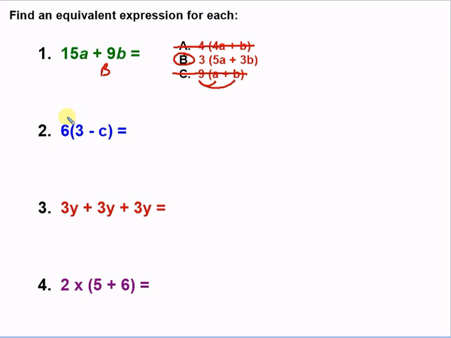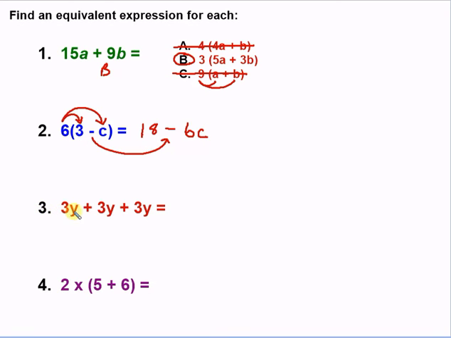Now, in number 2, we're just going to use the distributive property as we used it backwards last time, so we're going to use it forwards this time. 6 times 3 is 18, minus, bring our minus sign right over here, and 6 times c is 6c. So this is an equivalent expression, 18 minus 6c, for this one.